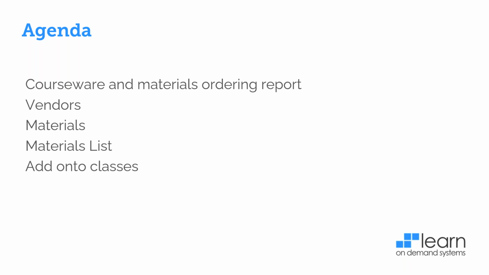How to put together all of this in the TMS for yourself, and that includes adding a vendor, adding each material that you purchase for a class, putting those materials into a list that you can add multiple items or have just one item on, and then you add it into classes, and we'll take another look at the ordering report after that.